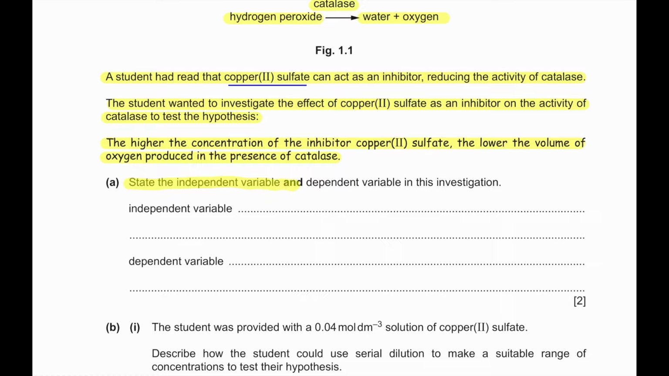State the independent variable and the dependent variable in this investigation. Since the student can change the concentration of copper 2 sulfate, the independent variable will be the concentration of copper 2 sulfate. And the dependent variable will be the volume of oxygen produced, because that is the result.